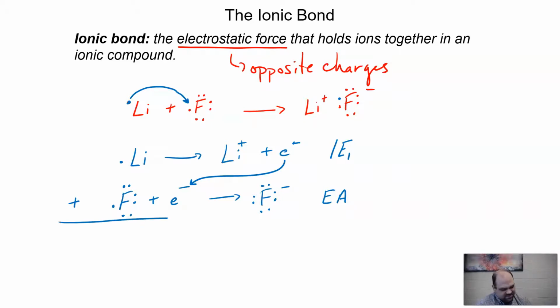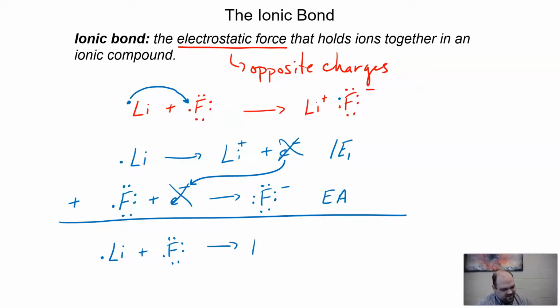We just learned Hess's law, right? And so if we add these two together, we get lithium with a dot, and fluorine with 7 dots. Now our electrons cancel. We have one as a product and one as a reactant. I'm left with Li plus and F minus.